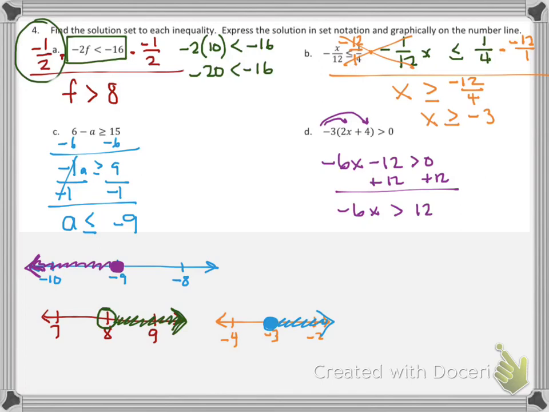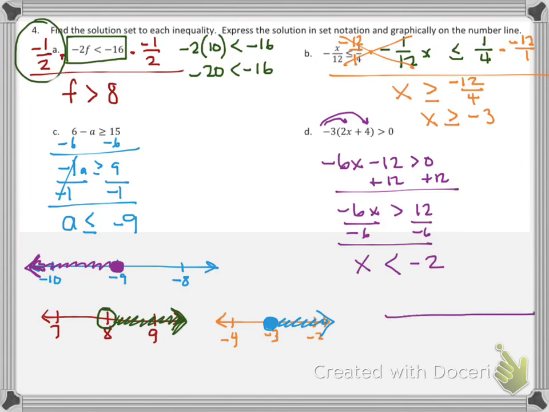And let's do the division again. Divide by negative 6, divide by negative 6. That gives us x. Since I divided by a negative, I flip my inequality sign. And 12 divided by negative 6 is a negative 2. So x is less than negative 2.